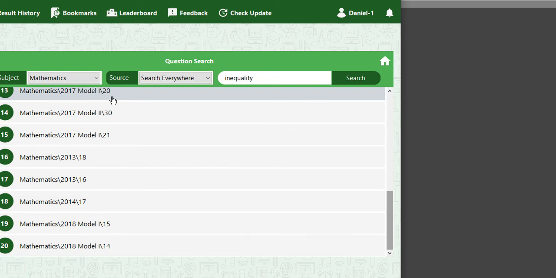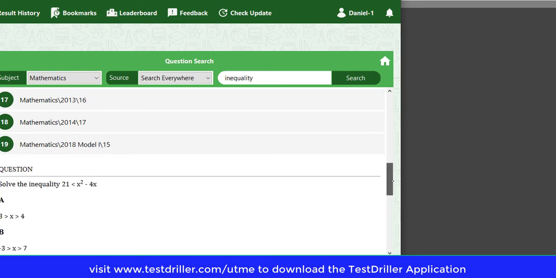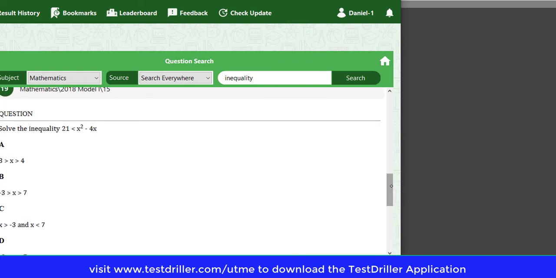Okay, so let's solve one more question. We're going to solve question number 15 from 2018 model 1. Let's take a look at this question. The question states that 21 is less than x squared minus 4x, and the question says we should find the value of x. We should solve the inequality, right? So how do we go about it? Let's take a look at it.